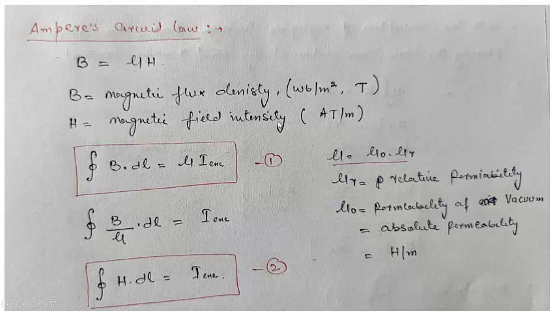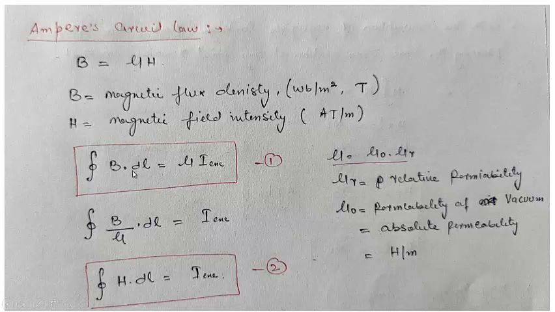H is the magnetic field intensity, its unit is ampere turn per meter, where mu is equal to mu naught into mu r, where mu r is the relative permeability, and mu naught is the permeability of the vacuum or absolute permeability, its unit is Henry per meter.